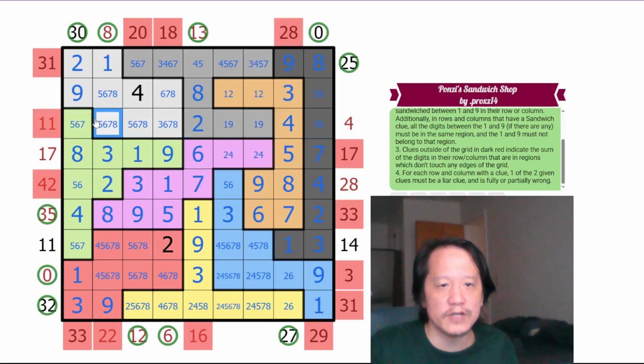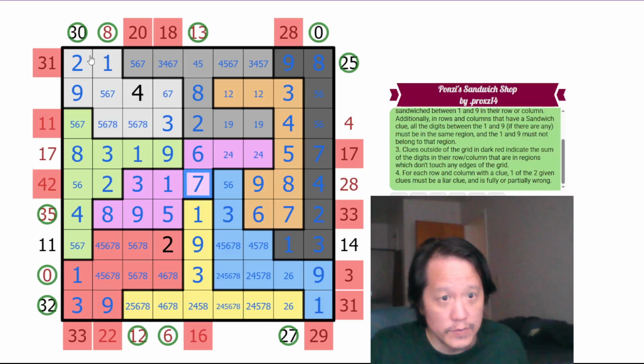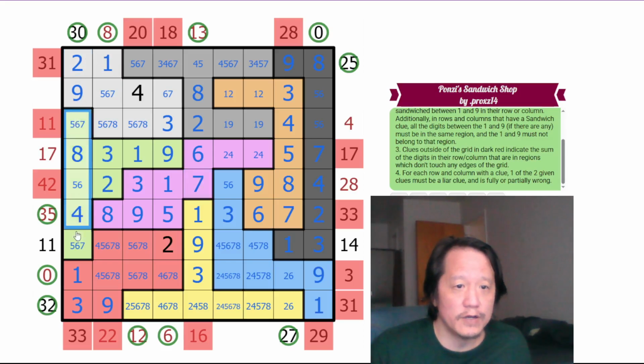We have a 5, 6, 7, 8 quadruplet in row 3, which eliminates 5, 6, 7 in the rest of the row. So no 5, 6, 7 there, it's 3. 8 eliminates 8 here and here. So again, 4, 5, 6, 7, 8 adds up to 30 between the 1 and the 9. 8 is the only digit in a region that's not touching the edge of the grid. 3 and 9 are the only digits in a region not touching the grid. 1 and 5, 6 and 7.